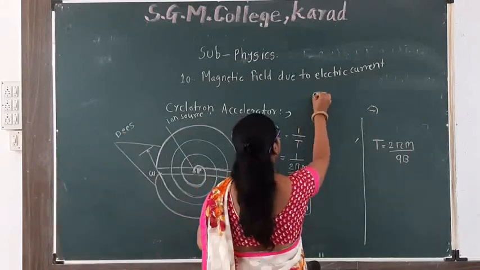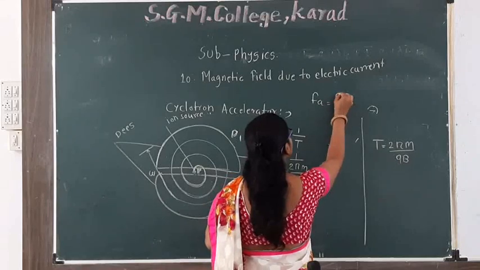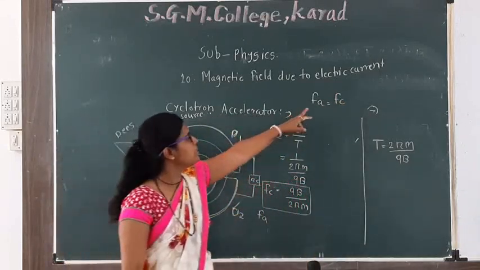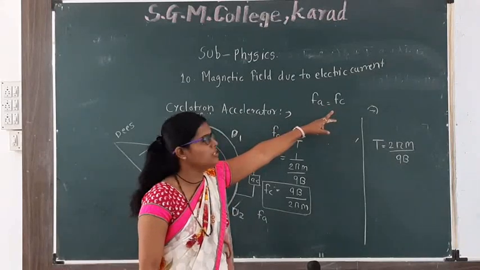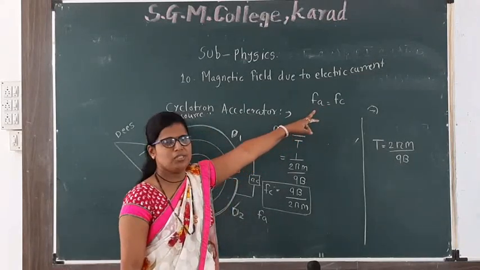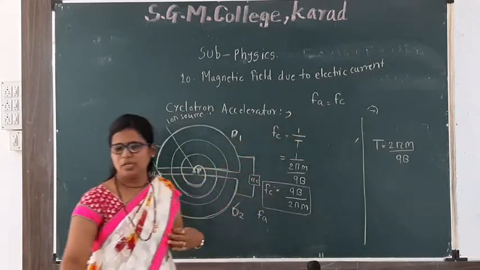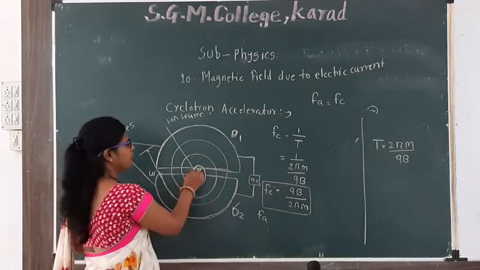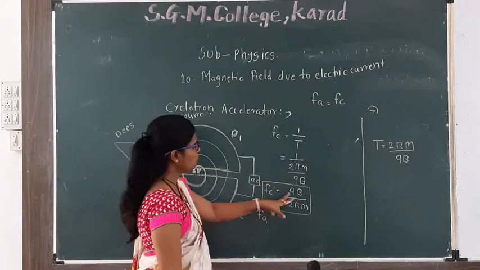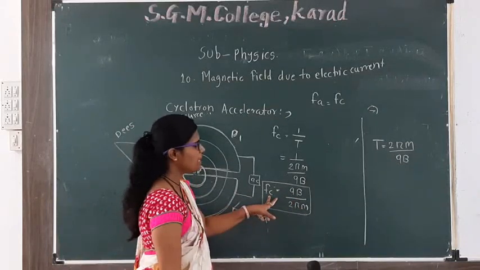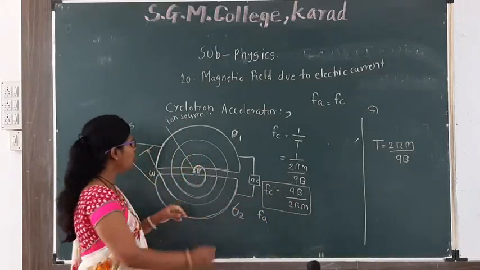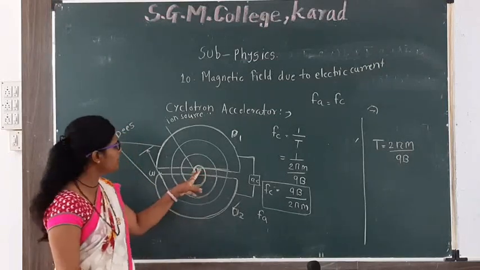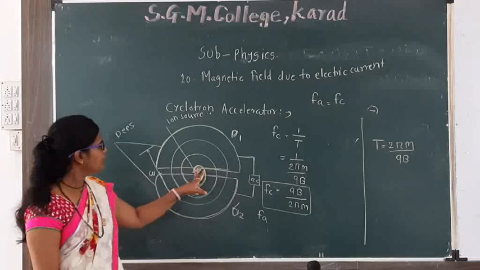Therefore, Fa is equal to Fc. This is the resonance condition. Here the equation Fc is equal to QB upon 2 pi m is the cyclotron frequency.